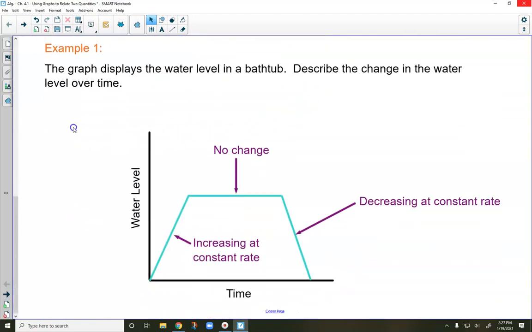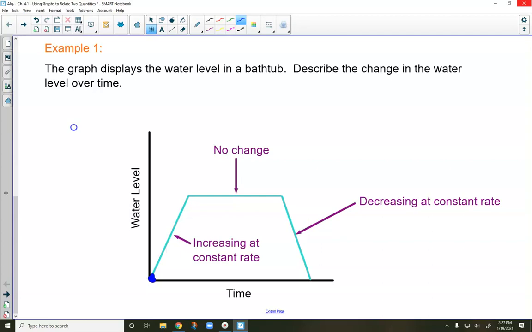In example 1, this graph displays the water level in a bathtub. Describe the change in the water level over time. So, our axes are labeled. Our two variables are time and water level. We're comparing water level over time. Here's our starting point. At our starting point, the water level is 0, the time is 0.